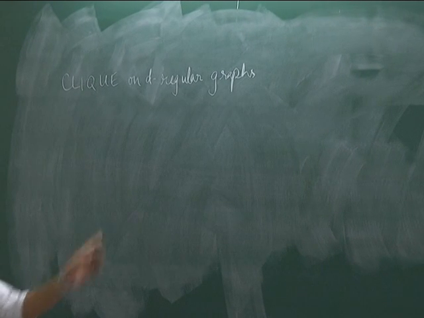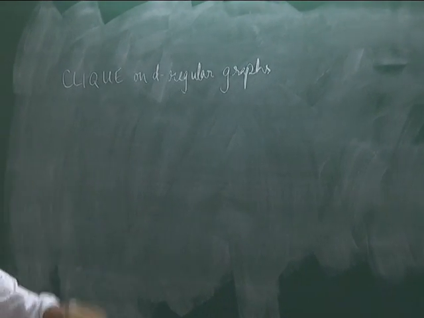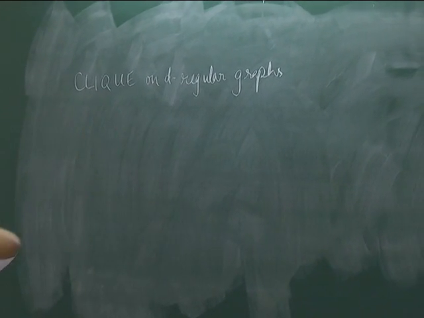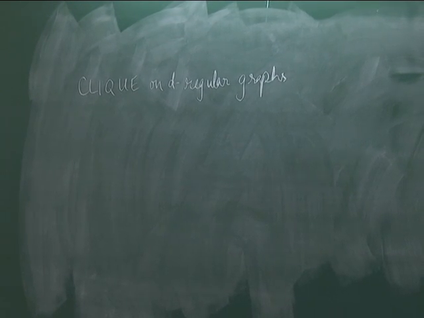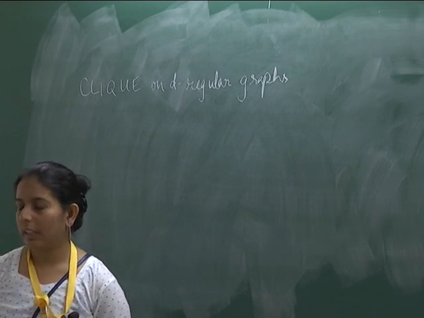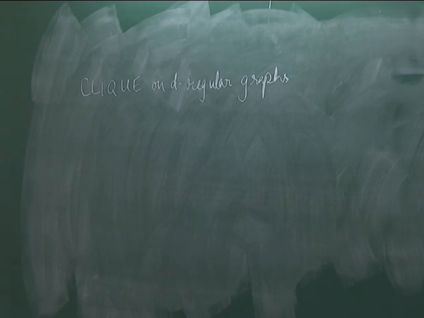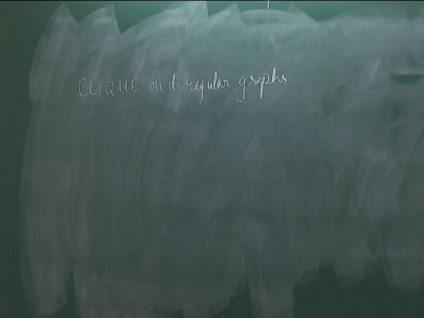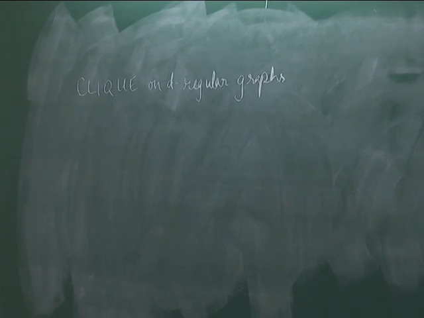So d-regular graphs, is this visible to everybody at the back? Okay. So d-regular graphs are graphs where every vertex has degree d, or exactly d neighbors. And if you restrict your attention to clique on d-regular graphs, it turns out that it's as hard as solving clique in general graphs. Okay? And let's try and understand why.